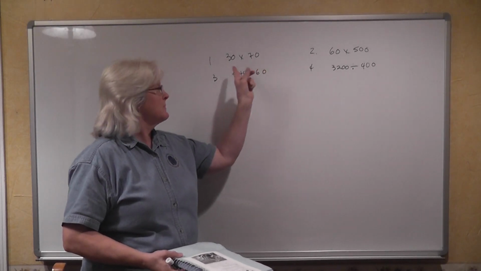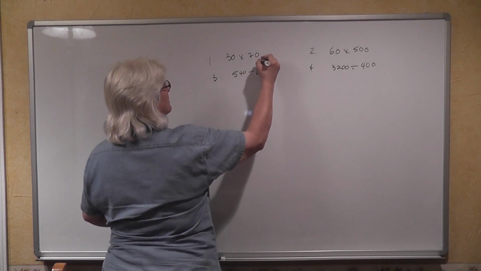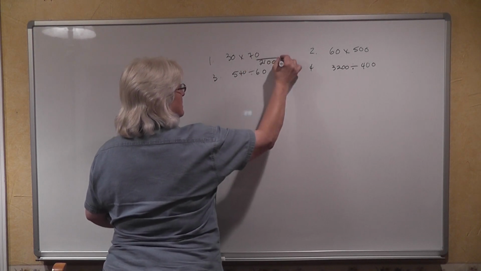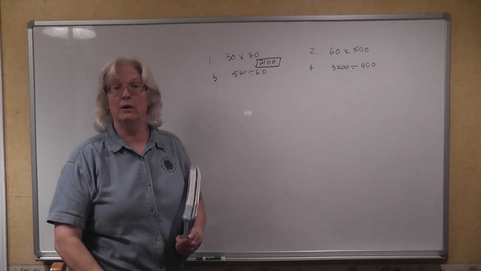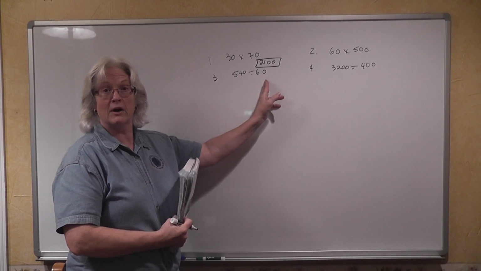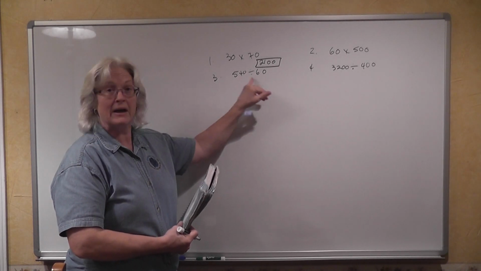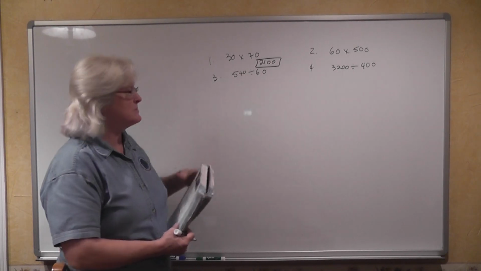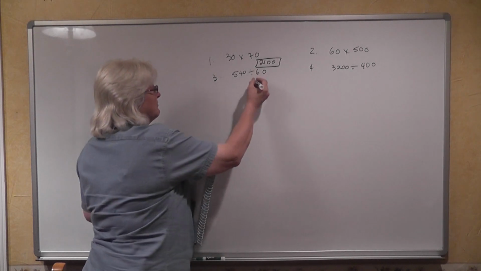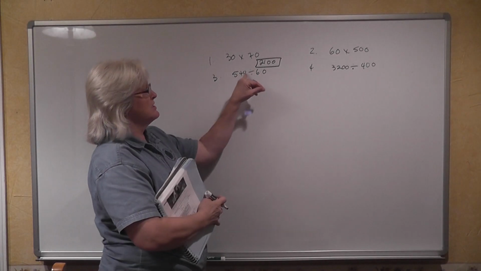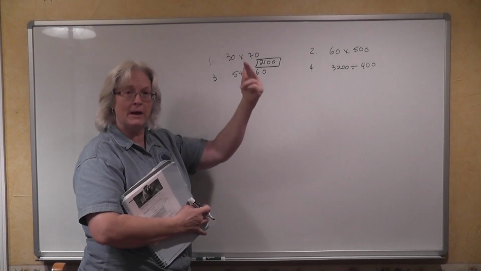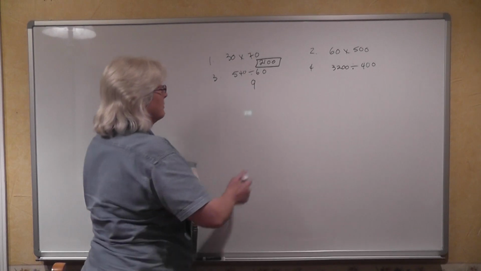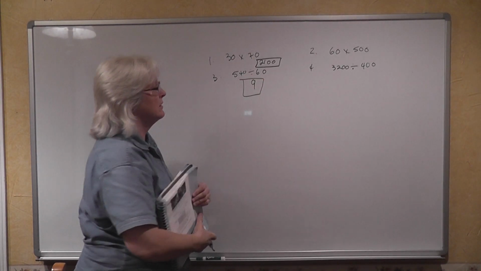30 times 70. 3 times 7 is 21. You have those extra zeros. 30 times 70 is 2,100. 540 divided by 60. It's a math fact that they expect you to know that 54 divided by 6, 6 times 9 is 54. You've got those zeros that cancel out. You can multiply back in your head. 9 times 60 is equal to 540. So that's your answer to problem number 2.